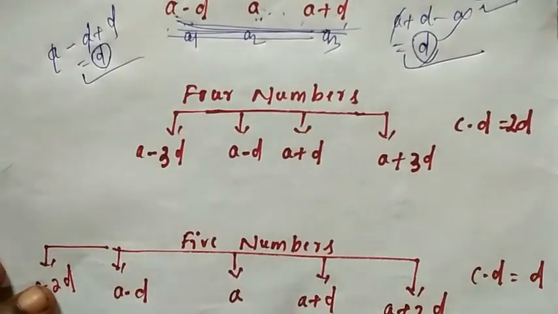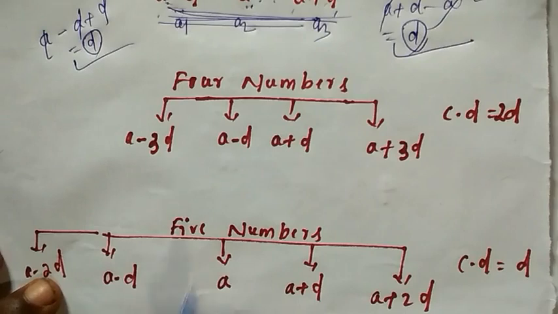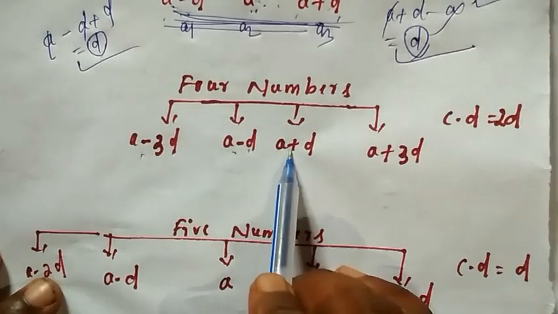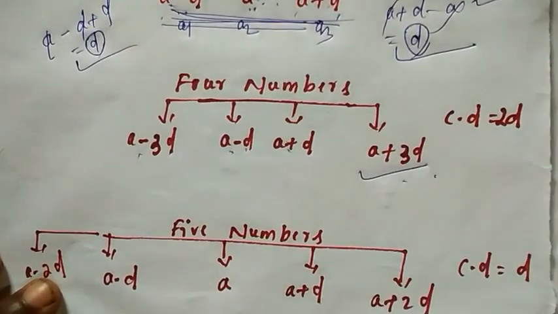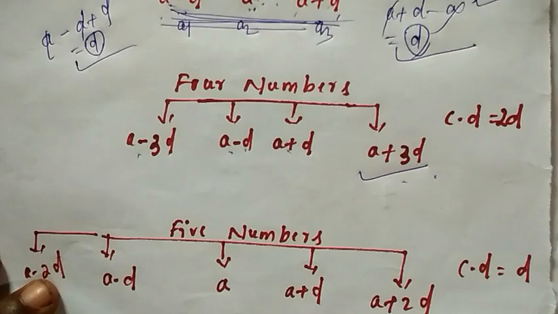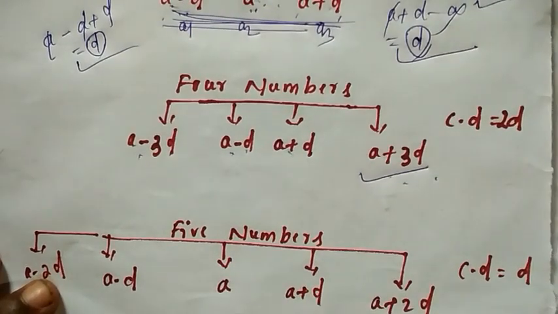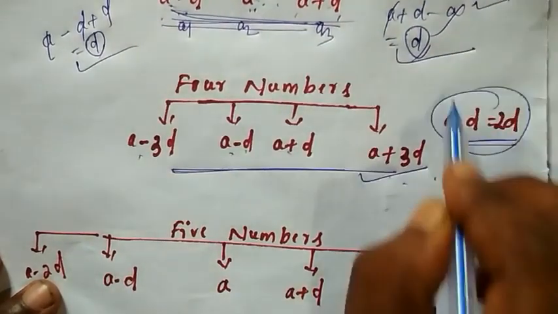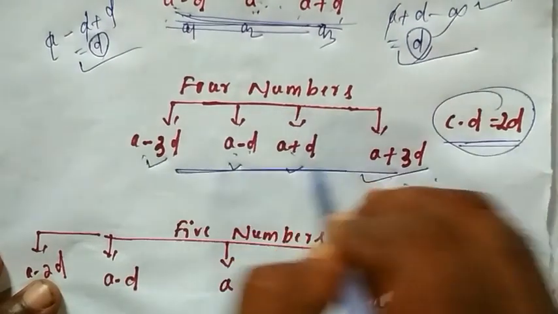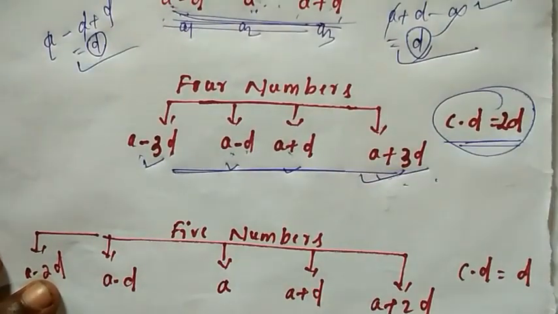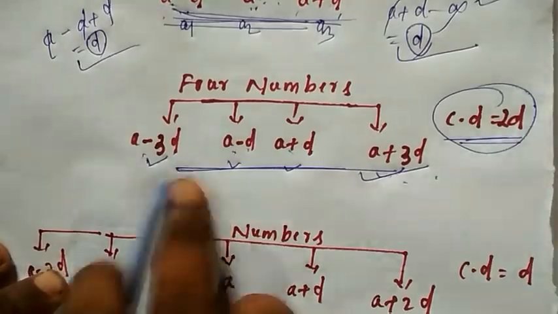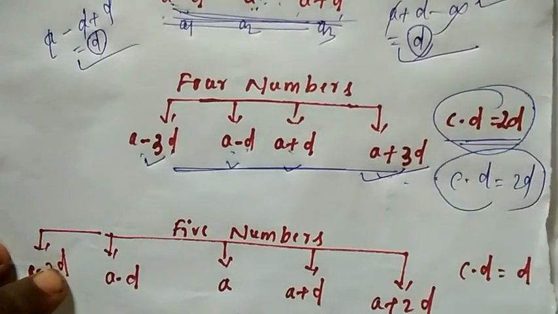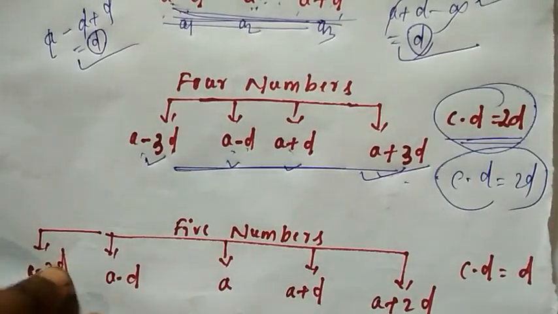If four numbers are asked, the four numbers will be A minus 3D, A minus D, A plus D, A plus 3D. Remember students, A minus 3D, A minus D, A plus D, A plus 3D. If we take this, what will the common difference be? 2D. Remember, this part is very important. If you are taking this pattern as four numbers, the common difference will be 2D.